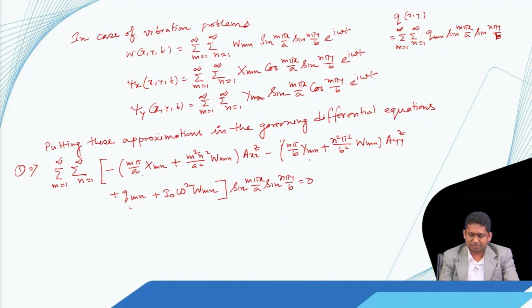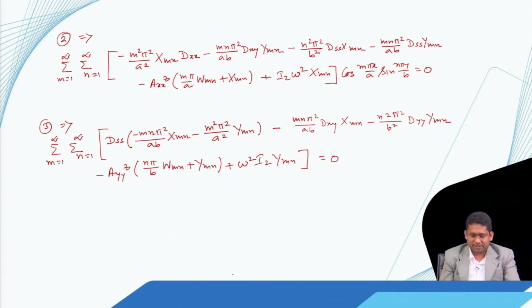We have these assumptions. So, when we differentiate them, some terms like m pi x by a or n pi y by b come out, and if we are consistent with our formulation, finally we can get these three algebraic equations, linear simultaneous algebraic equations.